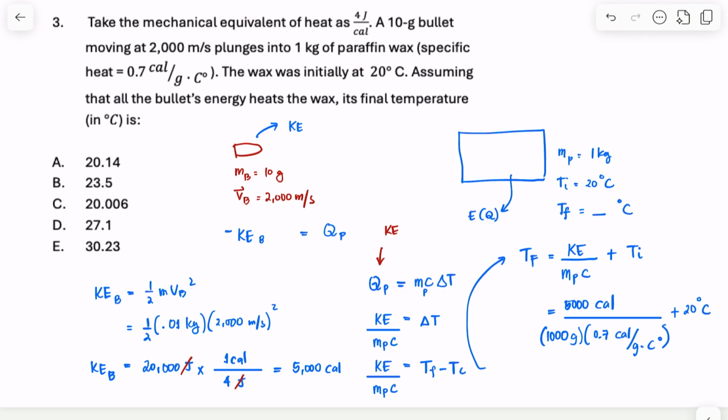Now, upon checking the units, that's why it's really important to always use the units as a way of checking your answers. So calories will cancel out, this one will cancel out, and 1 over degree Celsius is equal to degree Celsius. So degree Celsius plus degree Celsius, so you get the correct answer. And when you do the calculation, you should get 27.1 degrees Celsius. So the paraffin is heated to 27 degrees Celsius. And where does it get that heat energy? That's simply the kinetic energy of your bullet moving at a very fast speed.